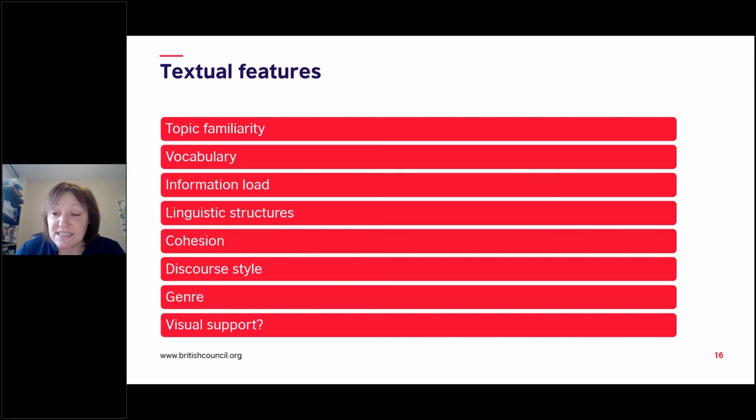What type of genre is it? Is it a lab report? Is it, as I said, a biography? What is it in terms of the text? And that discourse style, I mean, narration, description, exposition, for example, argument, there's plenty more, but they're the four main ones. Okay, so how does that all fit together?